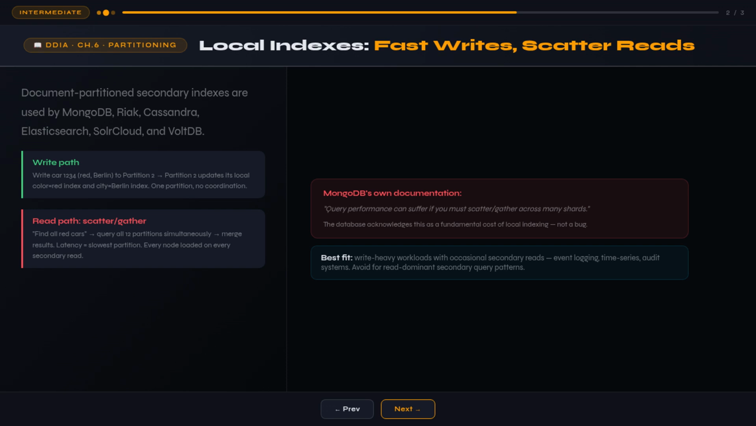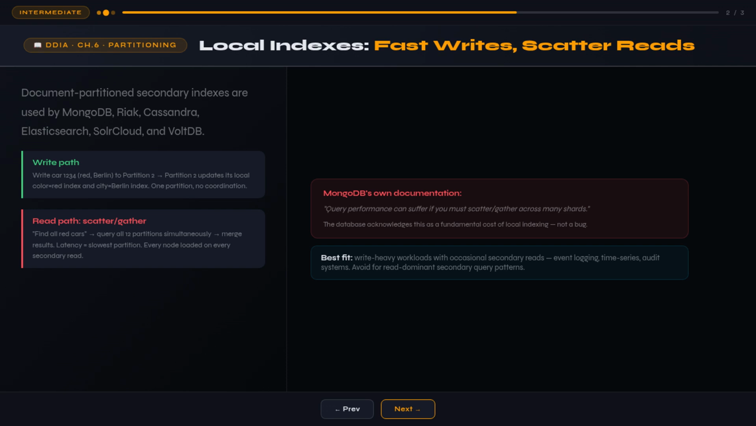Scatter/gather reads are expensive. They add latency proportional to the slowest partition. If one of your 12 partitions is temporarily slow, every secondary index query waits for it. They generate load on every node in the cluster for every secondary index read. At large scale, scatter/gather can become a significant bottleneck. The book is direct about this. Queries on secondary indexes in a document partition system can be expensive. This is a fundamental design limitation, not a bug. The architecture makes writes fast at the cost of read efficiency.